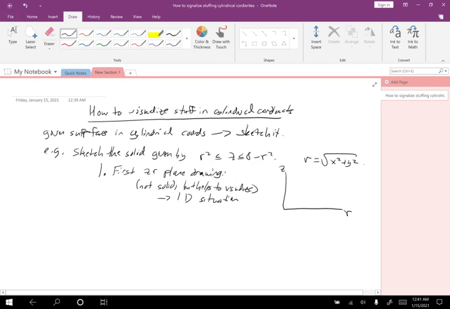So first, I'm going to draw the r squared. That's the parabola. And then 8 minus r squared. That's the second one. You don't need to get fancy or quantitative. Don't bother doing this on graph paper. Don't make it harder for yourself. Just a qualitative sketch is fine.